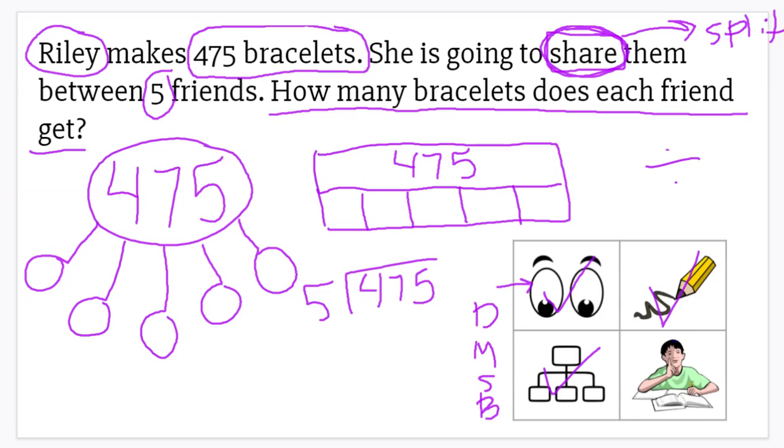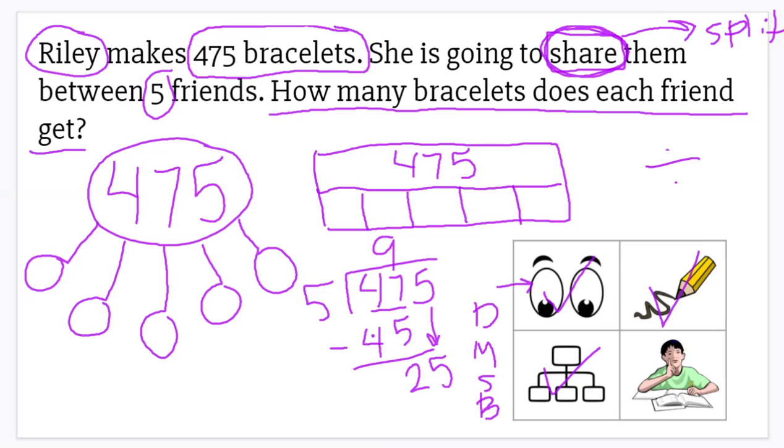All right, so I know 5 cannot go into 4, but 5 can go into 47. 47 divided by 5 is 9. 9 times 5 is 45. Then I'll subtract, bring down my 5.